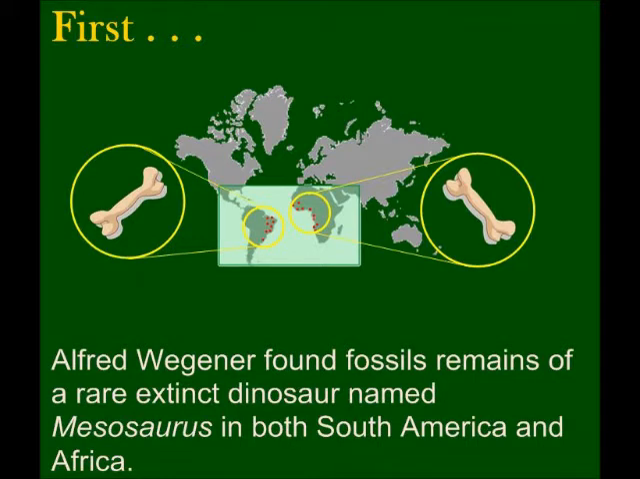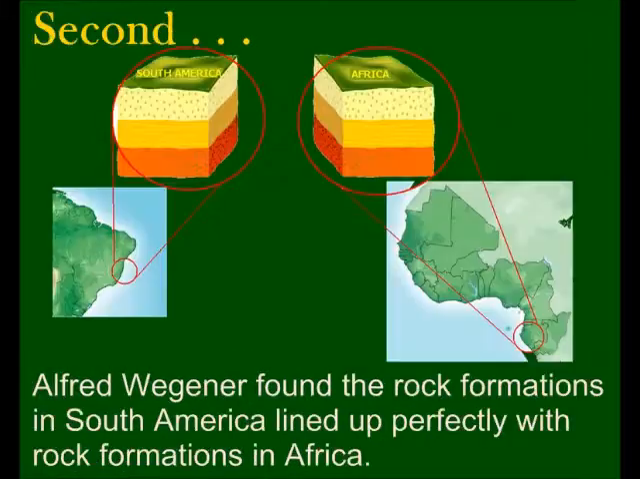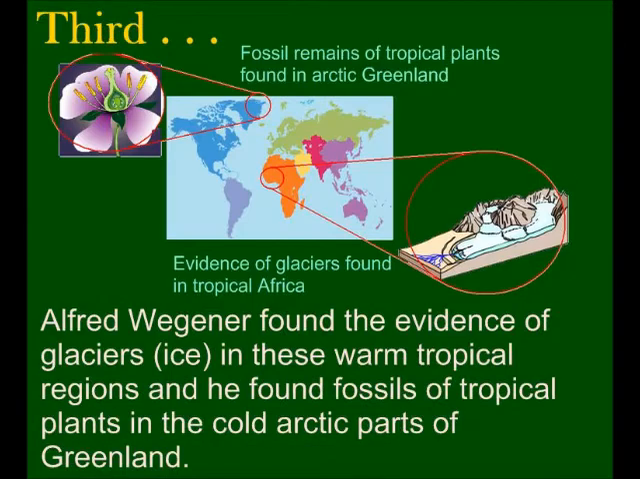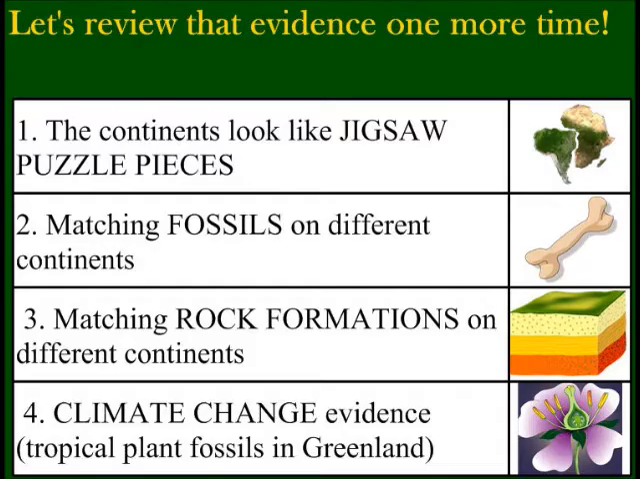First, he found fossils of remains of a rare extinct dinosaur named Mesosaurus in both South America and in Africa. He then found rock formations in South America lined up perfectly with rock formations in Africa. And finally, Wegener found evidence of glaciers in warm tropical regions of Africa, and he found fossil evidence of tropical plants in the cold Arctic regions of Greenland.